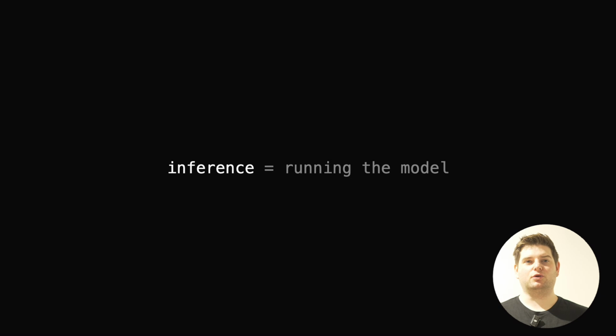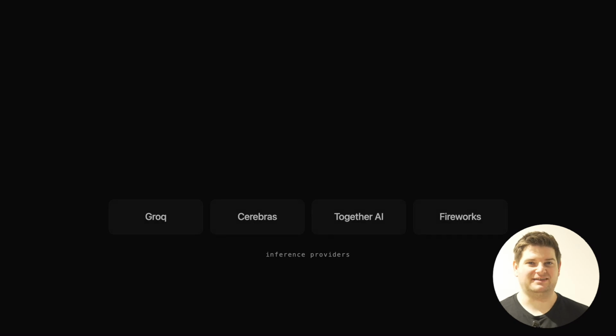Inference, running the model to get an output, as opposed to training it. You'll see inference cost, inference time, inference provider. Whenever you use a model, you're doing inference. Companies like Groq, Cerebras, and Together AI are inference providers. They own the hardware and run open weight models for you faster or cheaper than the original lab.